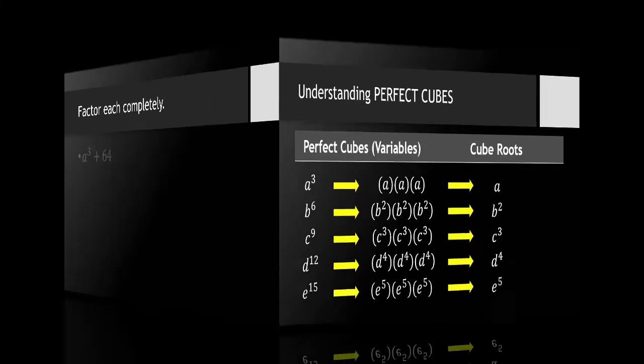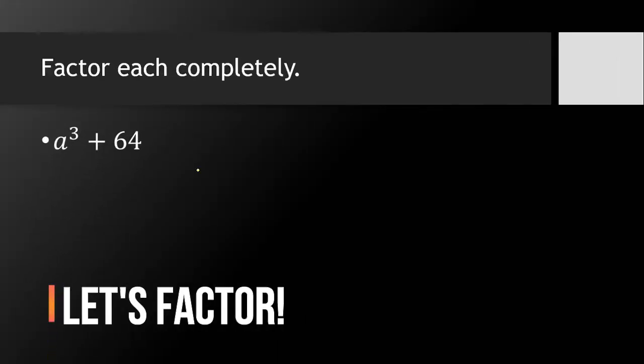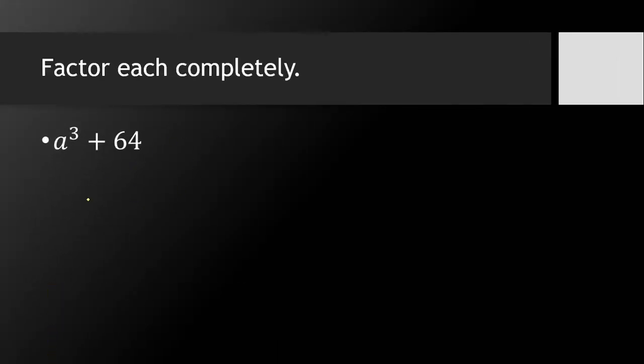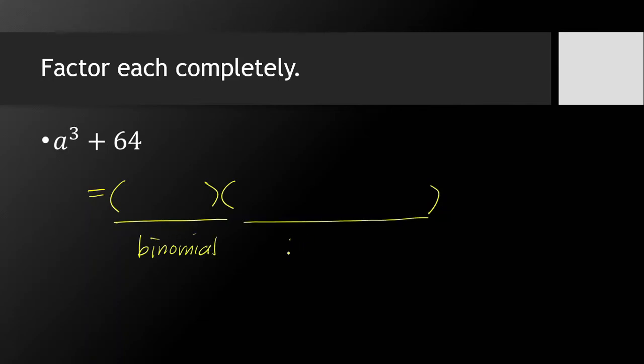So for our first example, we have a cubed plus 64. For our first step, let us prepare our parentheses and make one of the parentheses longer. Why? Because the first parenthesis will be the location for our binomial factor, and the second parenthesis will be the location for our trinomial factor.